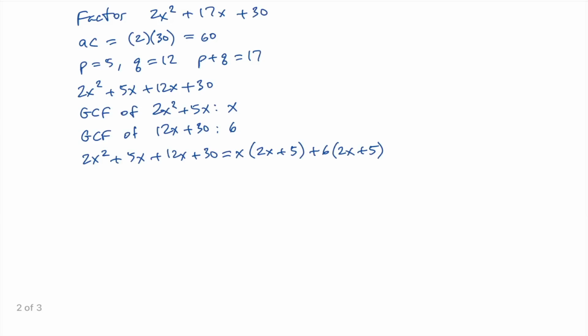All right, let's factor out the 2x plus 5. All right, first term we have an x, second term we have plus 6. Okay, believe that's our last piece.